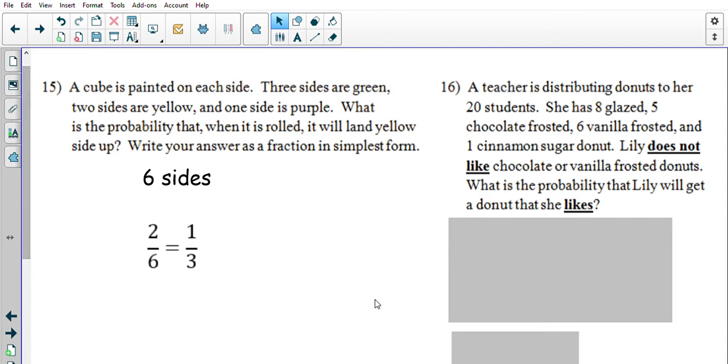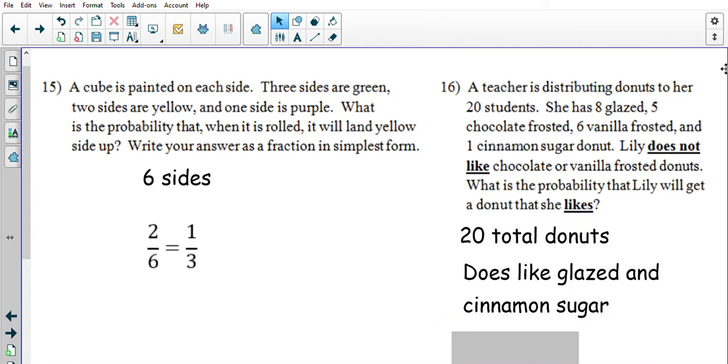What is the probability that Lily will get a donut that she likes? Well, when we look at a problem like this, we can eliminate the choices that she does not like. So there's 20 total donuts, 20 students, 20 donuts: 8, 5, 6, and 1. We know that she does like glazed and cinnamon sugar.